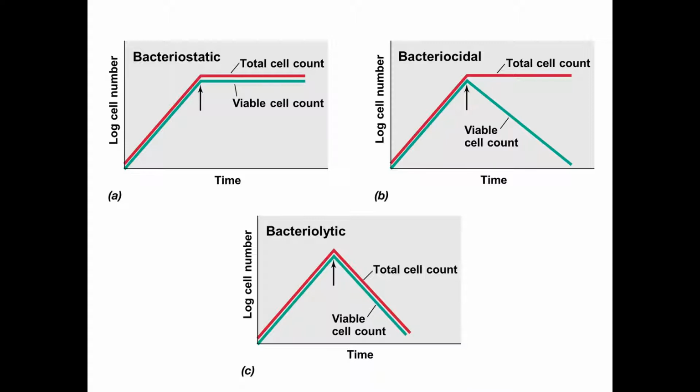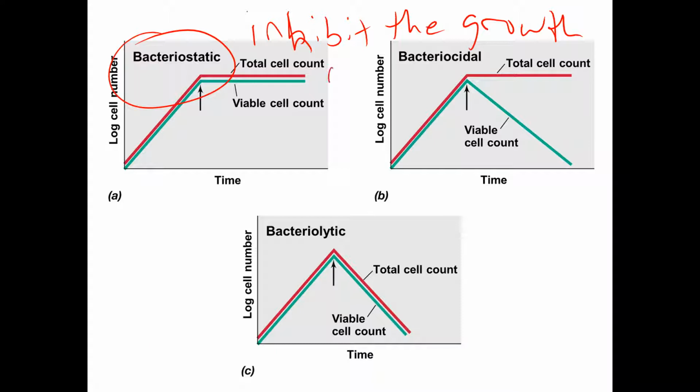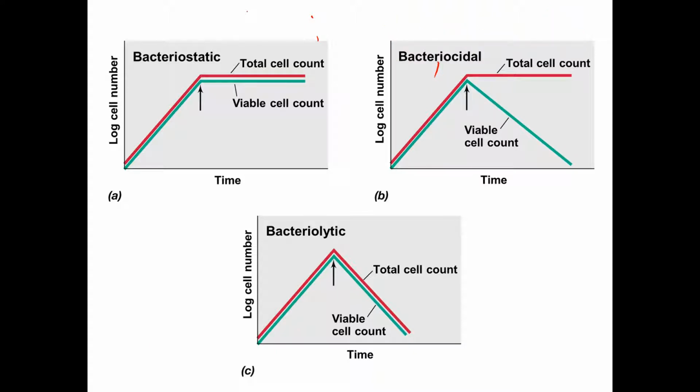Two big terms that you need to come to grips with are bacteriostatic and bactericidal. Bacteriostatic agents only inhibit the growth of cells. Notice here that when you add your bacteriostatic agent, your bacterial cells stop growing. Whether you're looking at a total cell count or a viable cell count, it flatlines. Bacteriostatic agents inhibit growth. They don't necessarily kill the organism in question, but they slow down their growth.